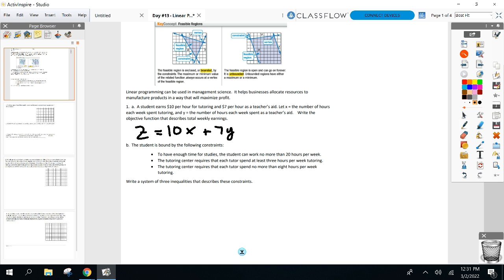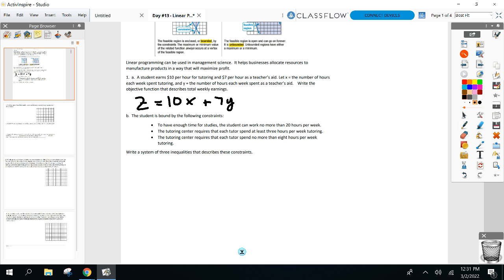But there's some restrictions. You can't just tutor and be a teacher's aide for unlimited hours. There's some restrictions, which are going to be our inequalities now. First one, you can't work more than 20 hours. Cannot work more than 20 hours. So what do you think that inequality is going to look like?